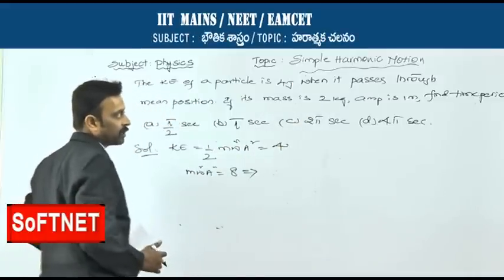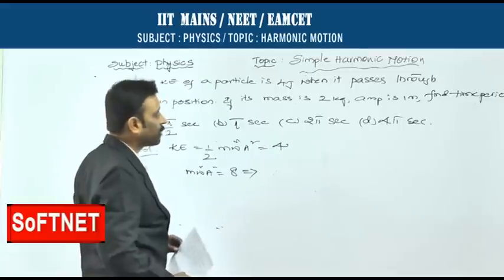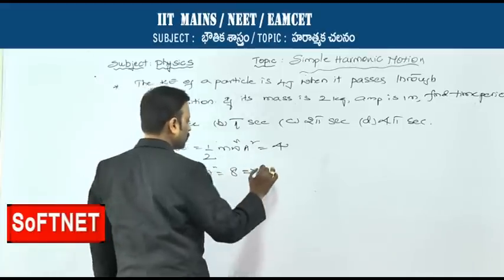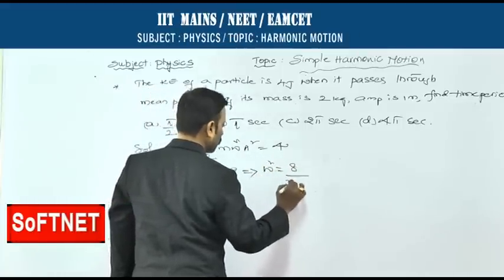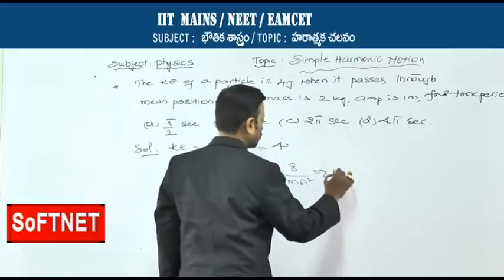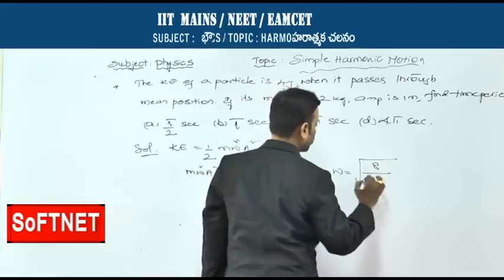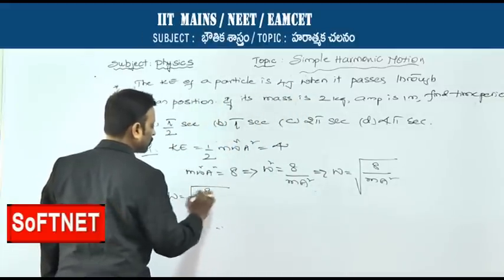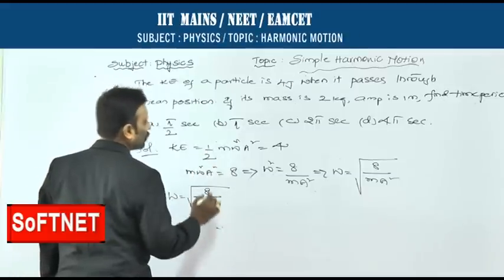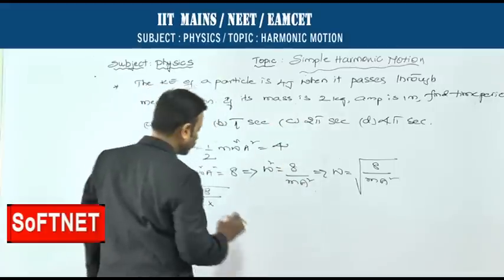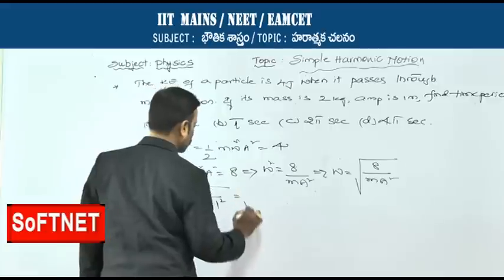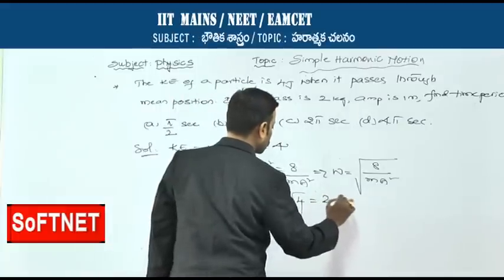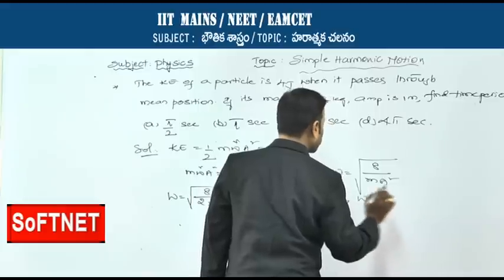What you are asked to calculate? Time period. The formula for time period is 2 pi by omega, where omega is angular velocity. So, for that sake we need angular velocity first. From this expression, omega square is equal to 8 by m a square. From this, omega is equal to under root 8 by m a square. That is, omega is equal to under root 8 by mass, given as 2 kg, and amplitude is 1 meter, so 1 square. That is under root 8 by 2, that is root 4, that is 2, which implies angular velocity is 2 units.